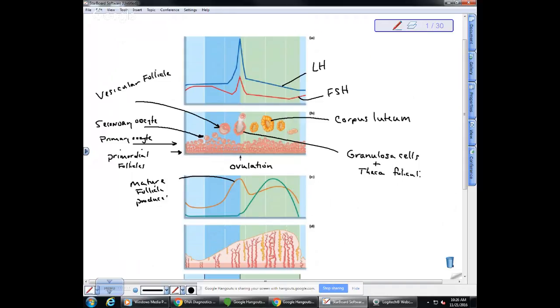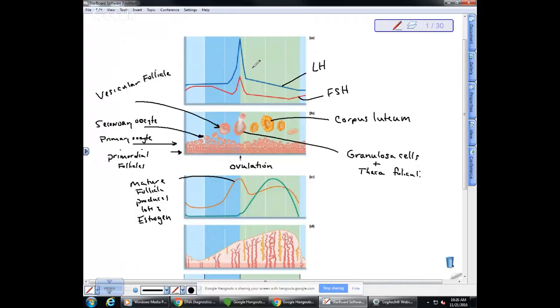So the mature follicle produces lots of estrogen, right? And notice how that spike in estrogen corresponds with the spike in LH. So when the mature follicle is producing lots, it's ready to be ovulated, and so it actually signals ovulation. So that high level of estrogen causes LH and FSH to surge, right? And that's what leads to ovulation occurring.